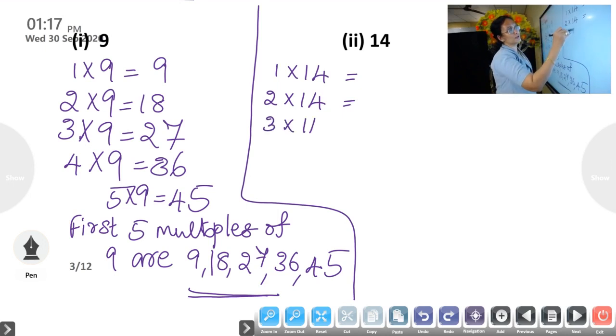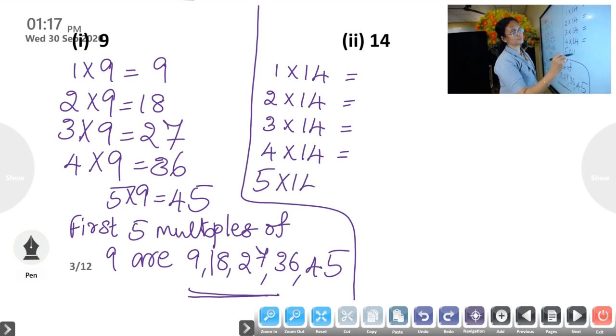Then 2 into 14 equals, you get the second multiple of 14. Then 3 into 14 equals, you will get the third multiple. Then 4 into 14 equals, you get the fourth multiple. Then how will you get the fifth multiple? 5 into 14. Okay, so you have to do all these multiplications now. 1 into 14. You know that 1 into any number is the same number. So 1 into 14 is 14 itself.